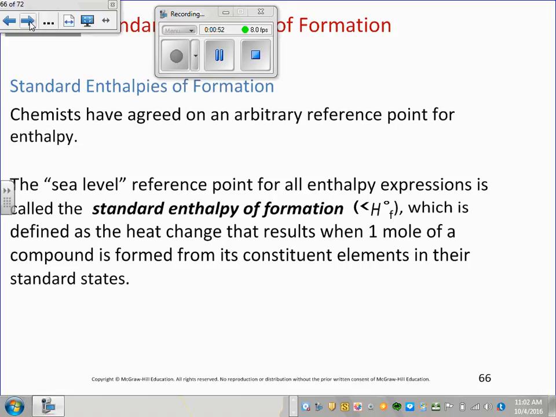And you notice they have a little superscript there. It looks like a degree sign. That means it's the standard enthalpy. And the F means formation. So that's defined as the heat change that results when 1 mole of a compound is formed from its constituent elements in their standard states.